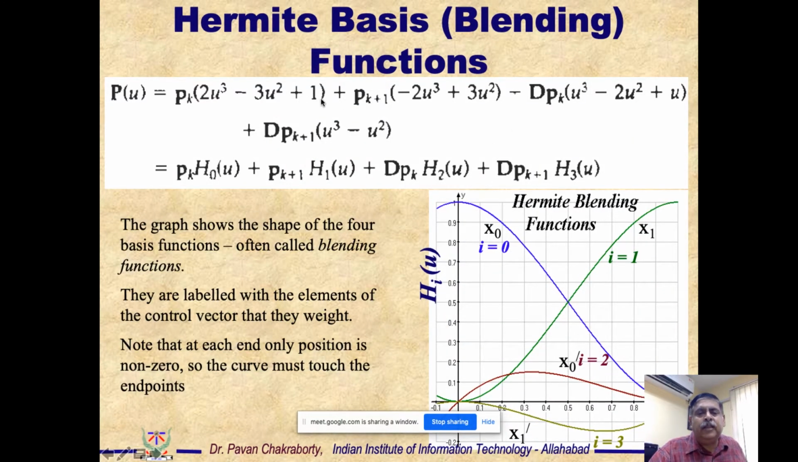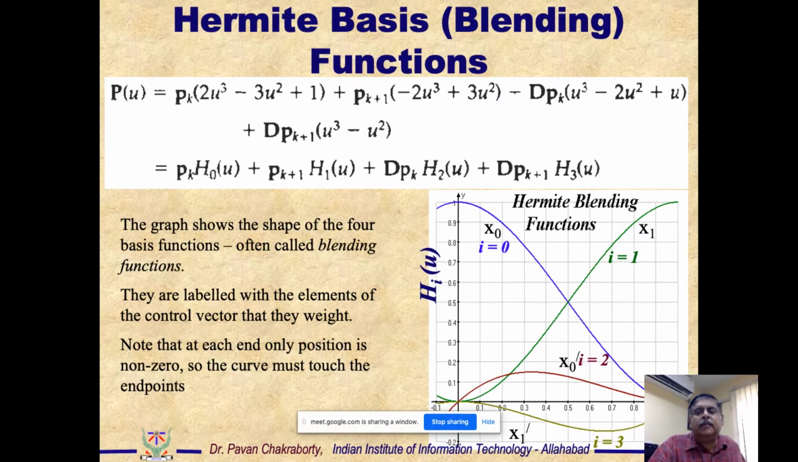As you see here, here is the first polynomial, which is connected with the point pk. This is the second polynomial, which is connected with point pk plus 1. Similarly, I will have the third polynomial, which is associated with the derivative at pk, and the fourth polynomial associated with the derivative at pk plus 1. When I plot these 4 polynomials, I'll get these curves. So these are your Hermite polynomials which have been plotted.